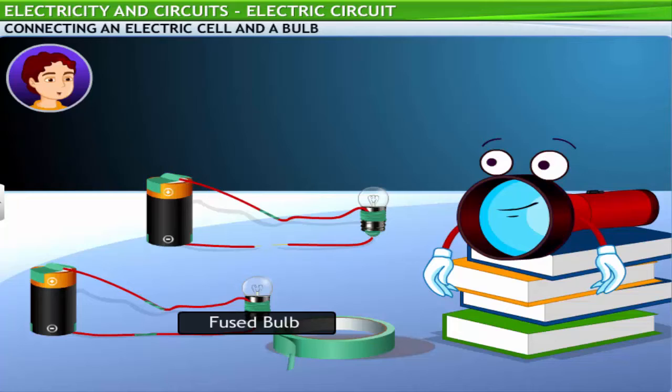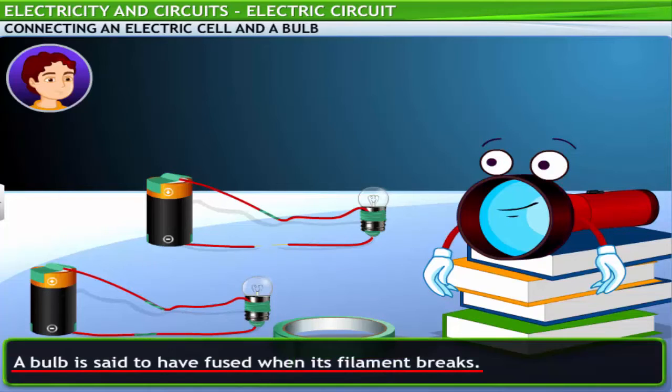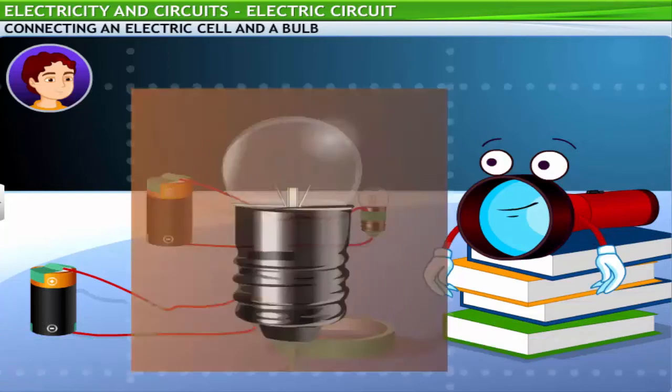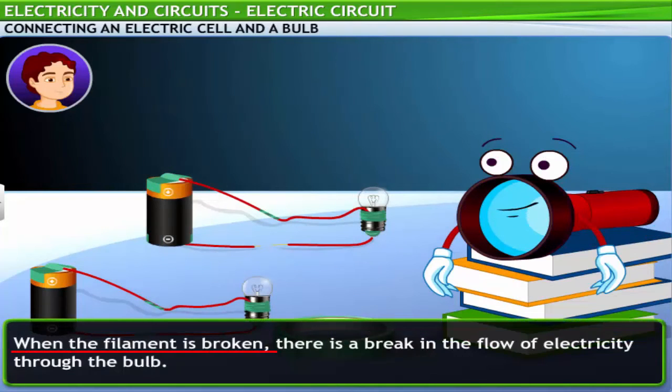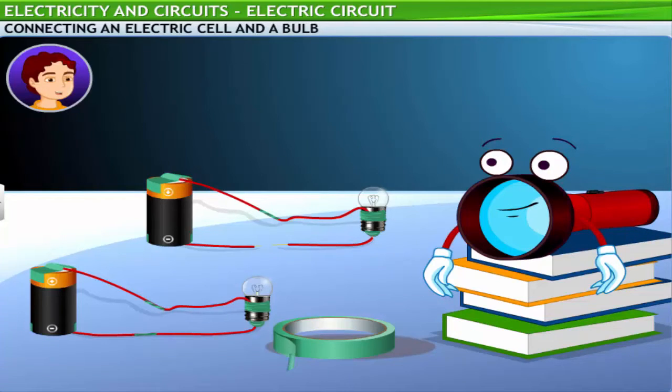I've often heard of bulbs getting fused. What causes a fuse? Well, one of the reasons could be a break in the filament of the bulb. When the filament is broken, there is a break in the flow of electricity through the terminals of the bulb. Oh, you mean the circuit is broken? You could say that. Basically, with the breaking of the filament, the path required by electricity to flow is incomplete.